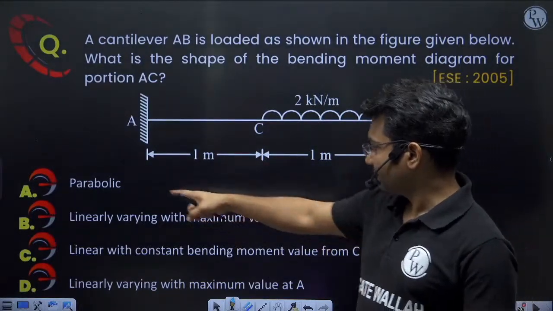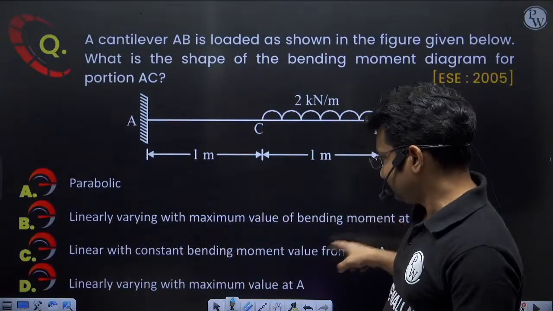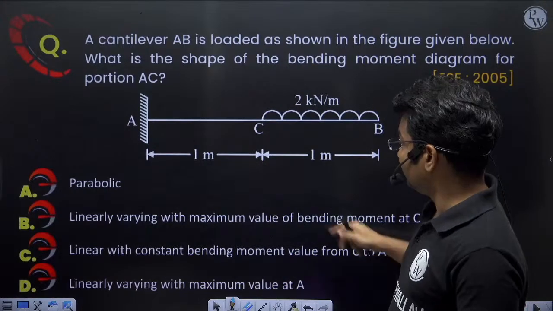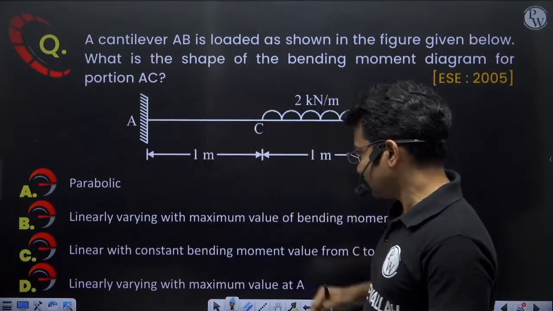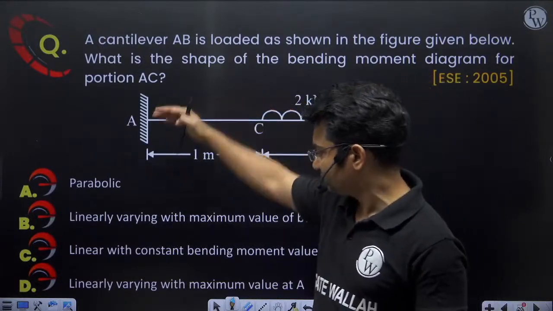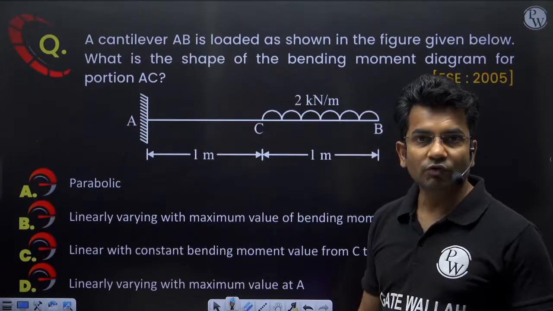So the options are: parabolic; linearly varying with maximum value of bending moment at C; linear with constant bending moment value from C to A; and linearly varying with maximum value at A. How can it be linear? It means it will be just a straight line. So what will be the correct answer?